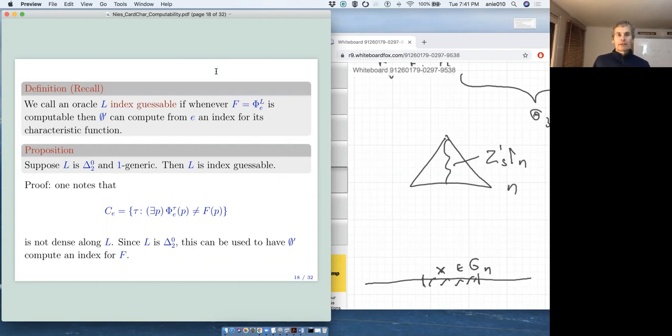If F is computable, then we get a Sigma_1 set here, CE, of strings tau, so that at some input phi_e tau disagrees with F at that input. This set is not dense along L, else we would get a contradiction to phi_e L computing F. So using that and that L is Delta^0_2, I can compute using 0 prime an index for F.